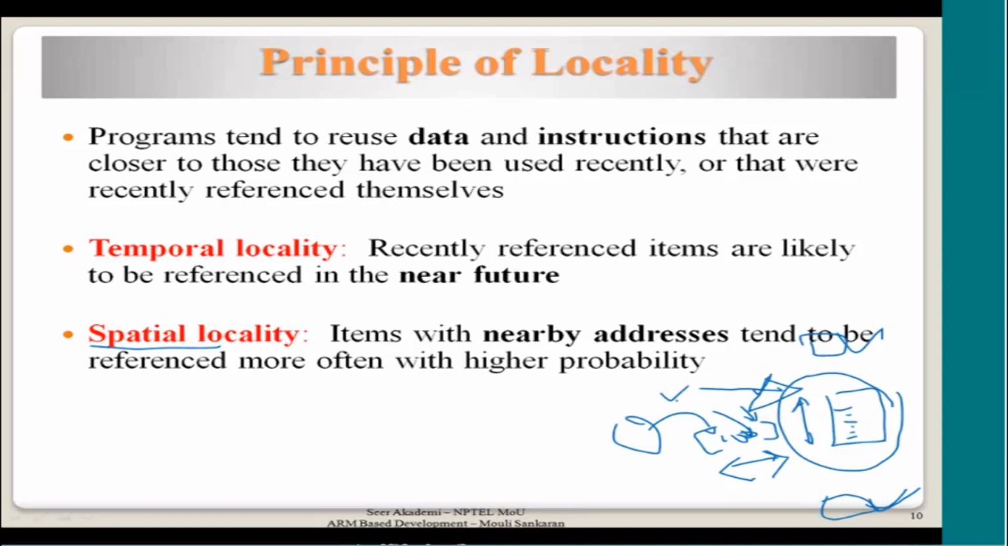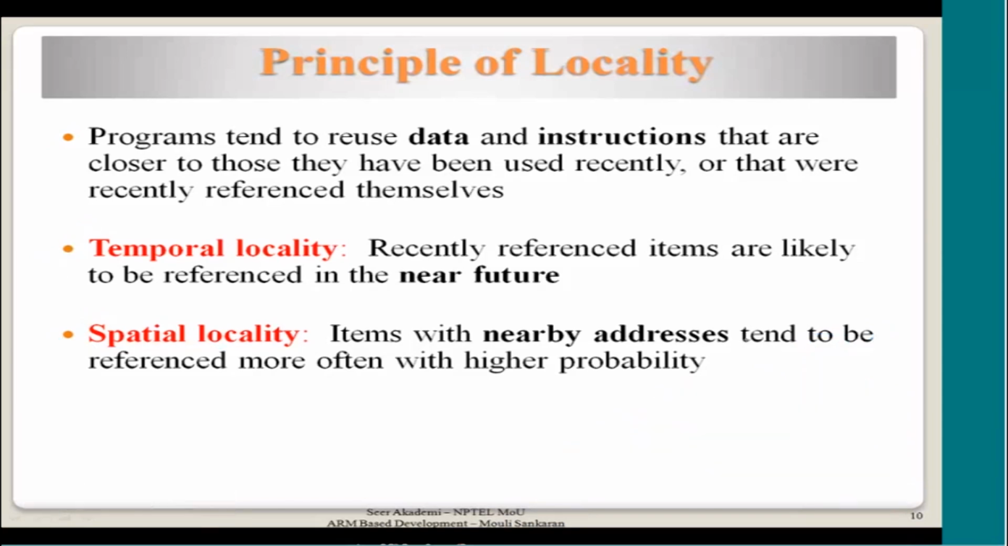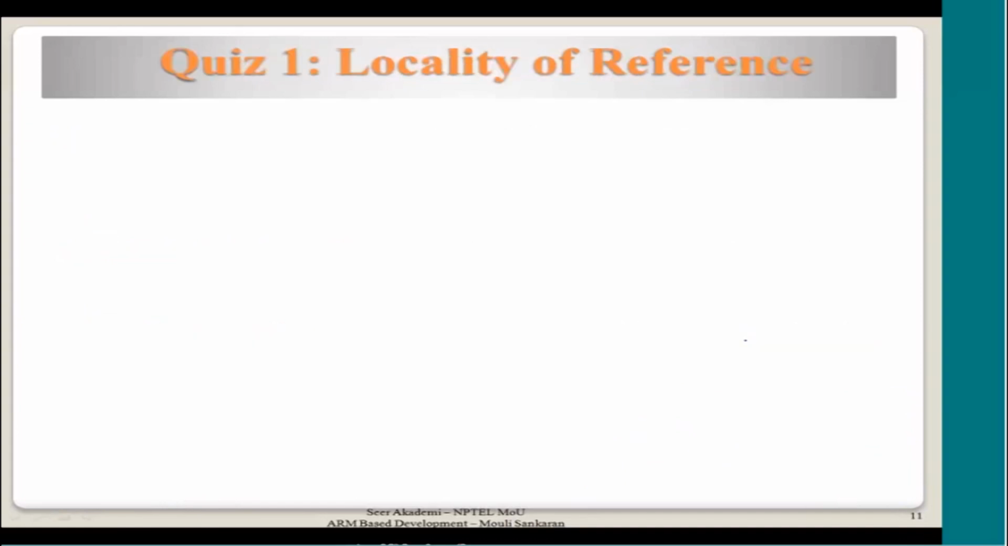Please understand that. Spatial is in terms of location in the memory, and temporal means in terms of time, because when I have a for loop, the instructions are going to be executed one after the other in the time sequence. So in terms of time also they are going to be accessed very frequently. So this is a quiz time now.